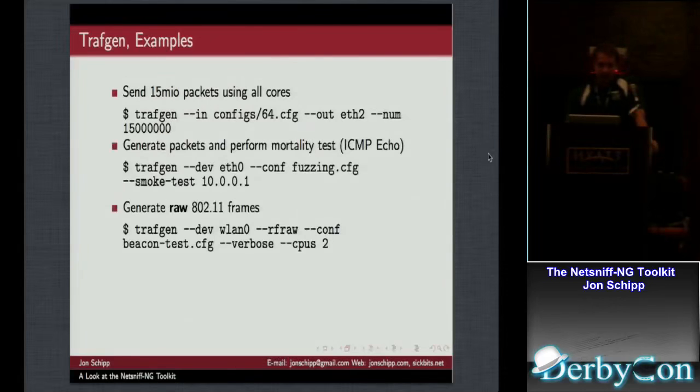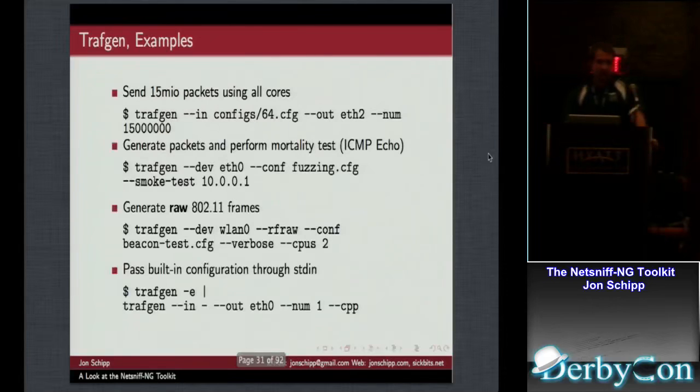Okay, so let's look at a few TrapGen examples. The first example we have, we're sending 15 million packets, reading in from this config file called 64.cfg, and we're outputting it to eth2. And that's really all there is to it. So it's pretty simple to use. Once you have your configuration in place, you just hit enter and they're out the interface.